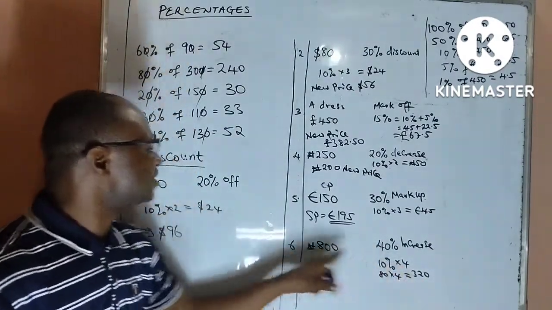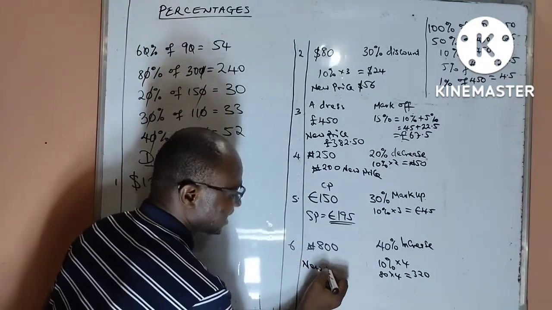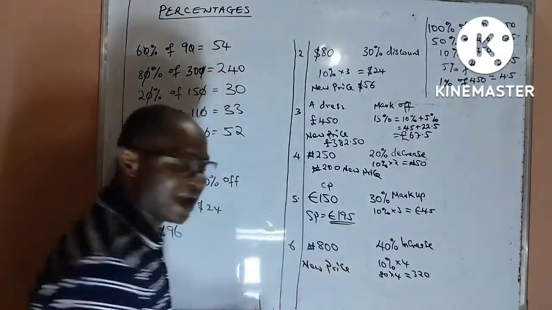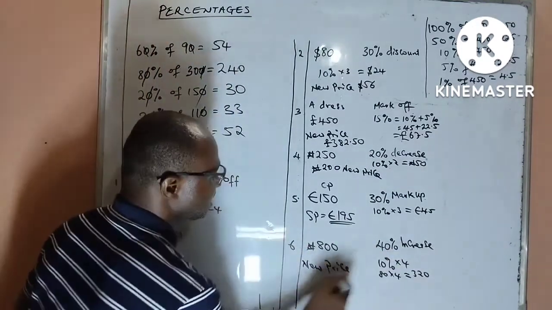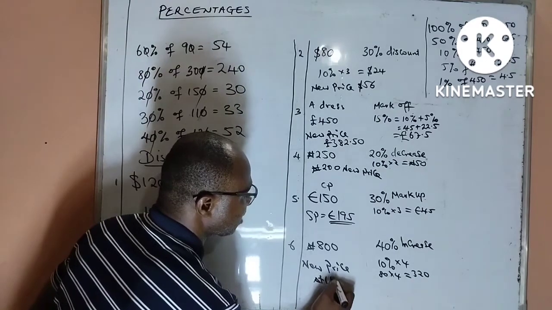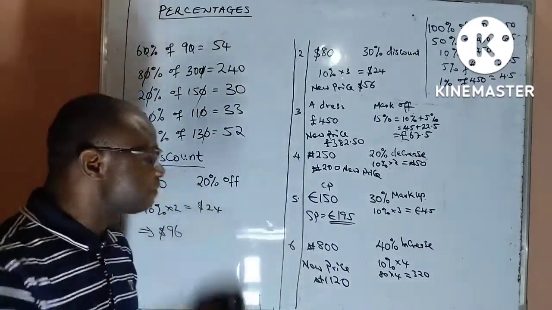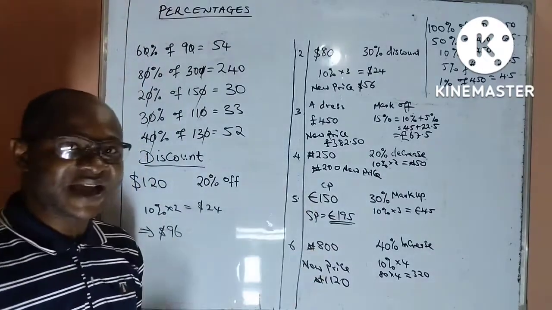And when I add 320 naira to this, that will now give me the new price of that item. The new price of the item. So 800 plus 320 is going to give me 1,120 naira. This should be the selling price, the new selling price of the item.